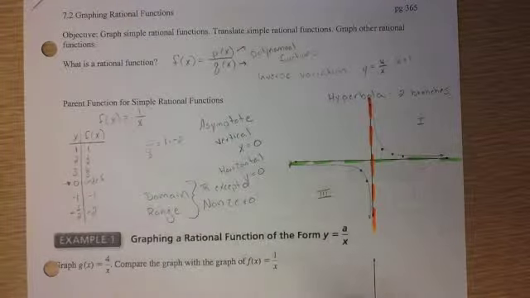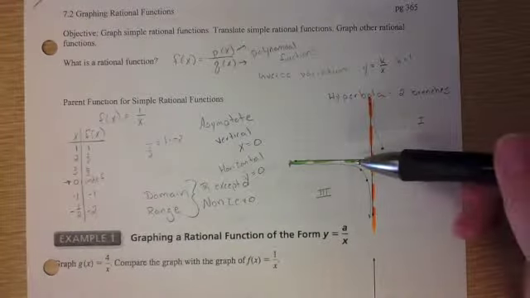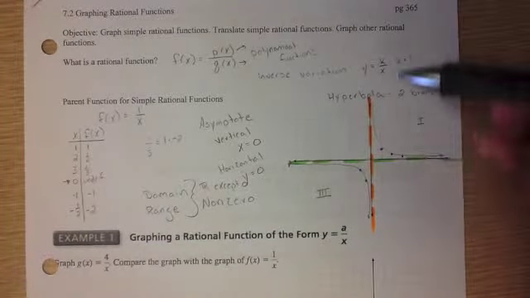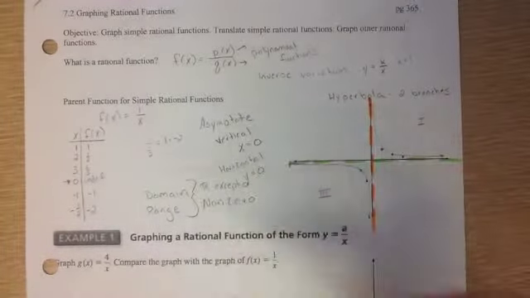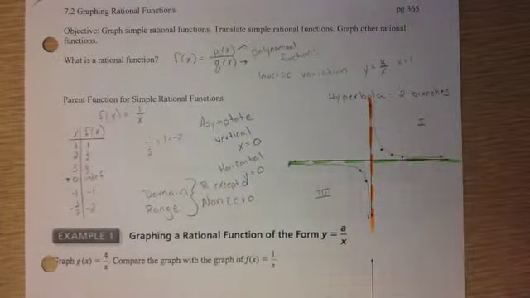Okay. Same with the range. The range is all real numbers except 0. Again, this is for the simple parent function. If I go sliding this thing left, right, up, and down, those domain and ranges are going to change. And we'll look at that here in a minute.